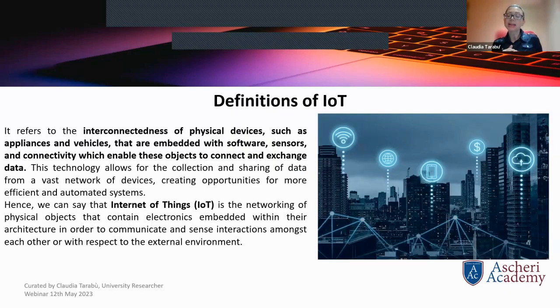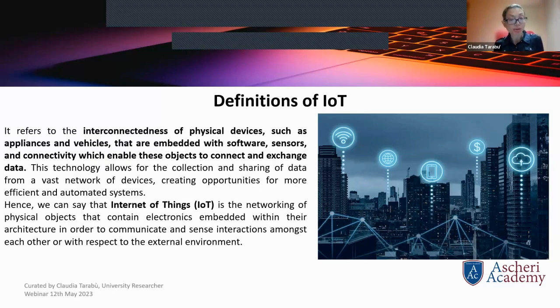But let's present also some practical definitions of IoT. This term refers to the interconnectedness of physical devices, such as appliances and vehicles, that are embedded with software, with sensors, and above all, connectivity that enable these objects to connect and to exchange data. So this specific technology allows for the connection and sharing of data from a vast network of devices, and in doing so, it creates opportunities for more efficient and more automated systems.